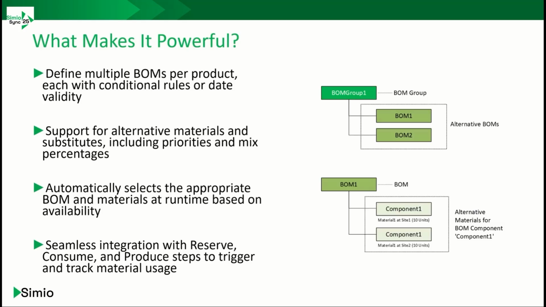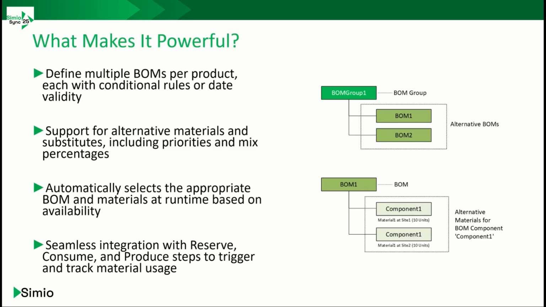So what makes this BOM structure so powerful? It's not that you can just define multiple bills of materials per product. You can also embed rules, constraints, and timing that mirror real-world planning logic. For example, you can set validity windows, just like you have in your ERP. If a BOM is only valid for a particular date range, Simio will automatically apply it at the right time.